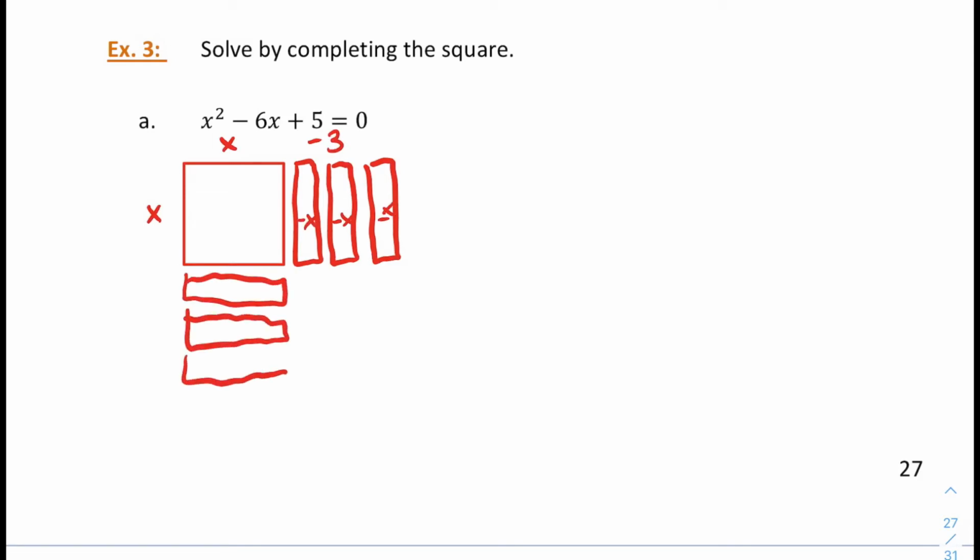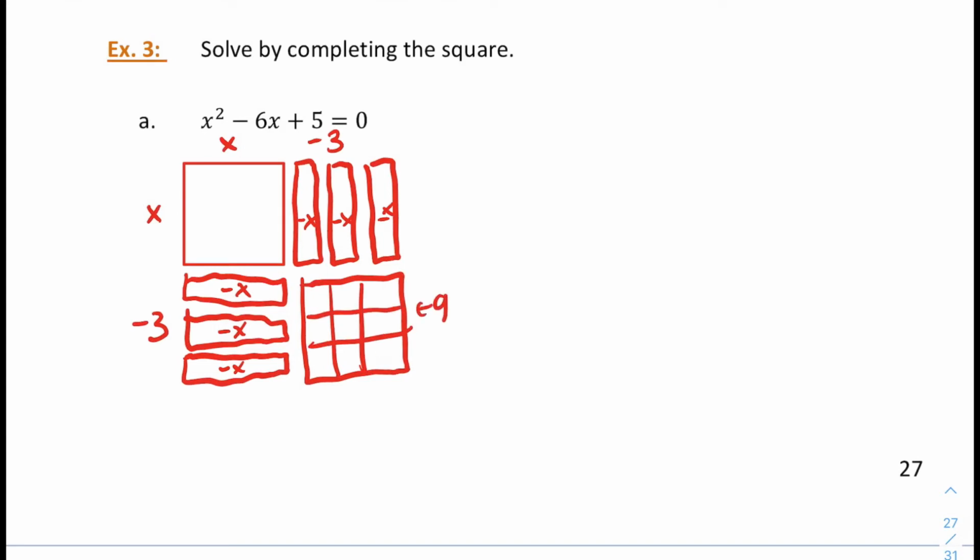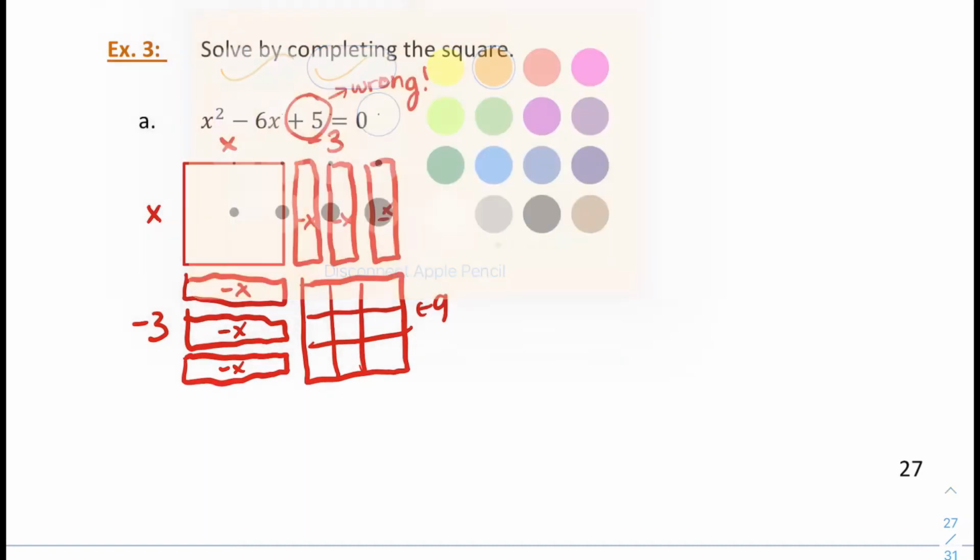If you split that -6x in half, that gives you -3 x's on both sides to make it have the same side lengths. And then if you look at how many unit tiles we need, 9. That's actually not what's in our equation right now. So that 5 unit tiles is wrong. So there's a couple ways we could do this.